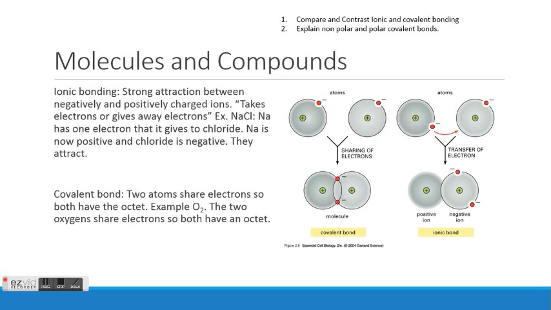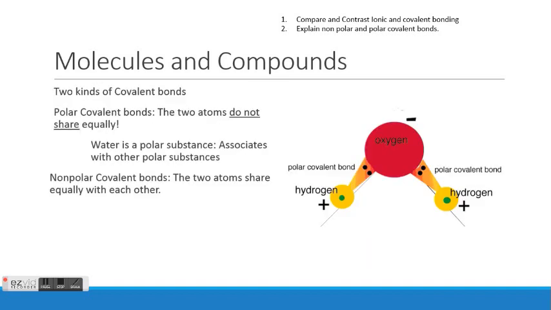A covalent bond is 2 atoms that share electrons, so they're actually sharing back and forth. Now there's 2 kinds of covalent bonds. One kind is a polar covalent bond, and this is when 2 atoms do not share equally. An example of this is actually water. Water is a polar substance. It associates with only other polar substances.